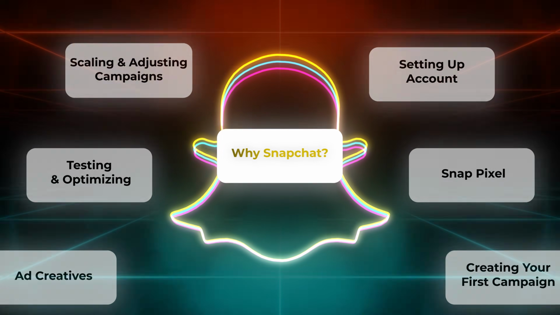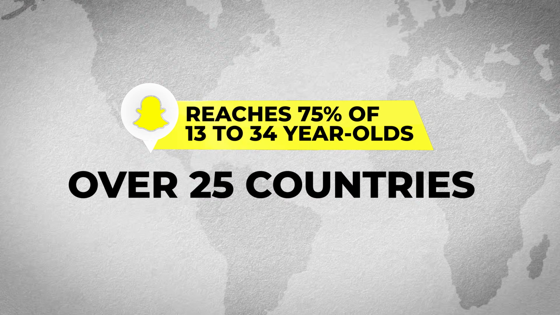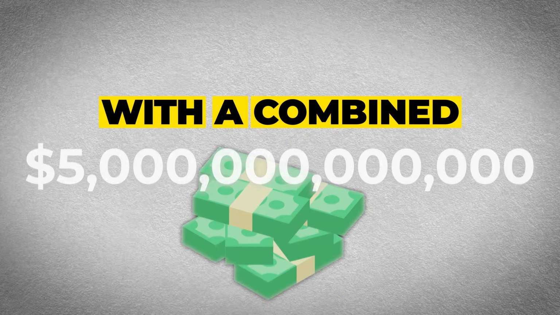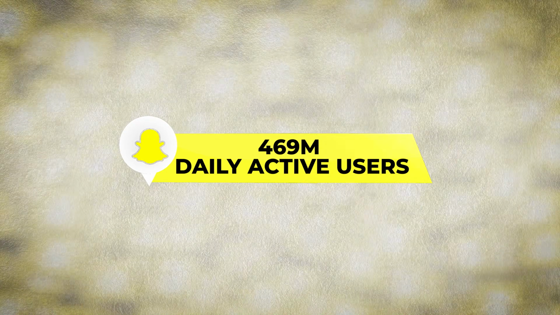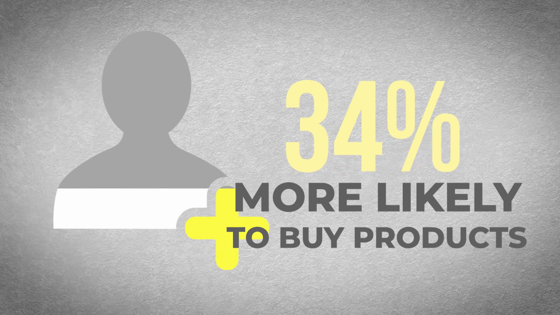Now, before we jump into the setup, let's talk about why Snapchat ads are so effective even today. Snapchat reaches 75% of 13 to 34-year-olds in over 25 countries with a combined $5 trillion, that's trillion with a T, in buying power. That's a huge audience ready to engage with your brand. Not only that, there are 469 million daily active users on Snapchat, and 34% of them are more likely to buy products from a Snap ad than any other platform. And that is absolutely huge.